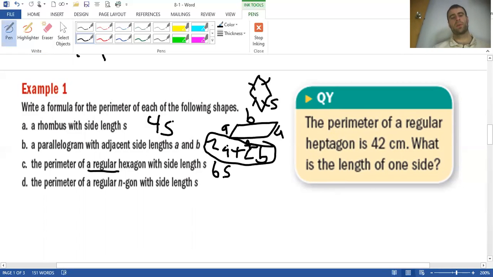And it says the perimeter of a regular n-gon with side length s. So it would have n sides. All n sides have a length of s. That would be ns.